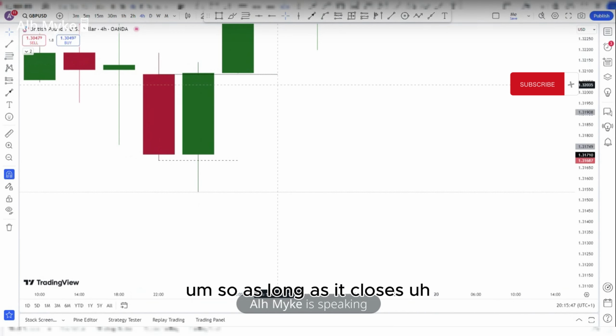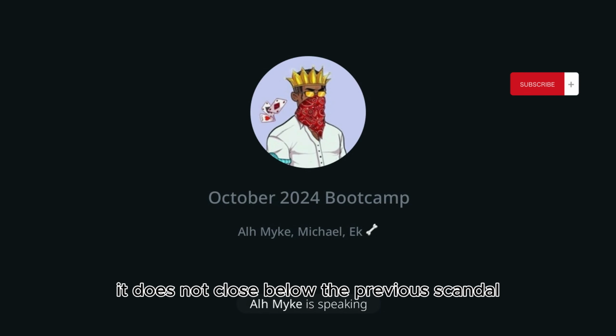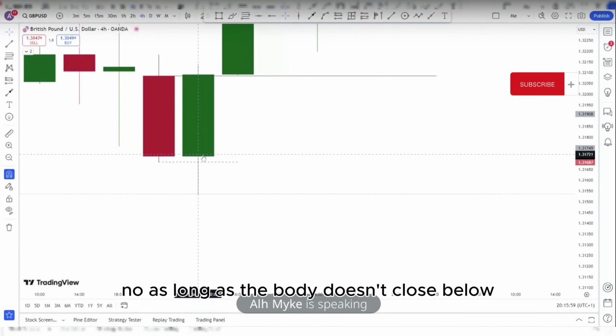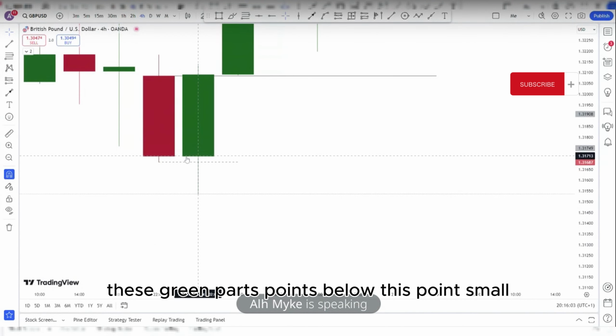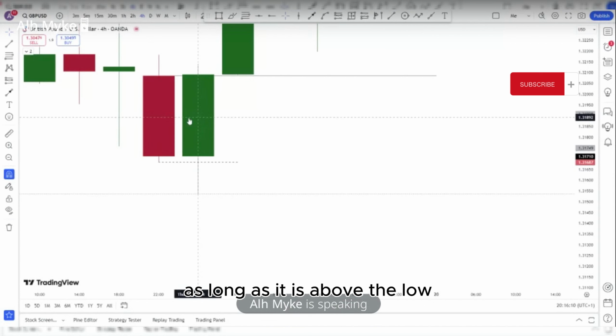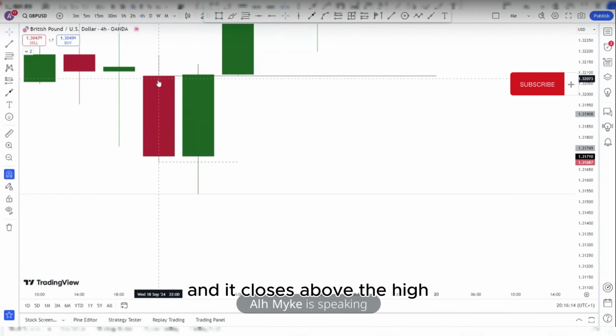So as long as it does not close below the previous candle, and then it closes above. As long as the body doesn't close below, which means if these green parts went below this point, even a small bit, it would have been a problem for me. I wouldn't consider it. But as long as it is above the low and it closes above the high.